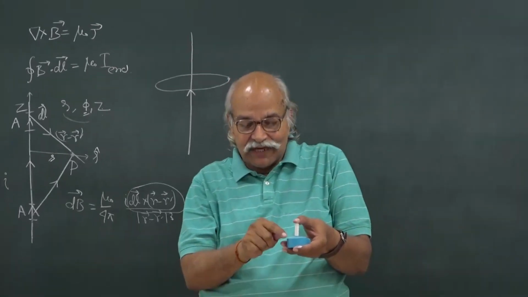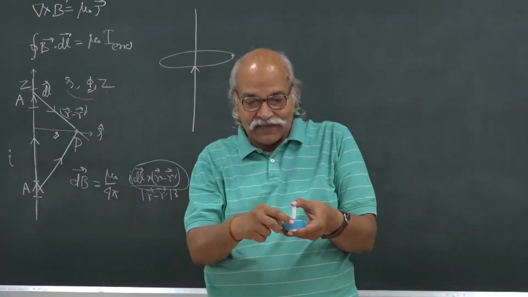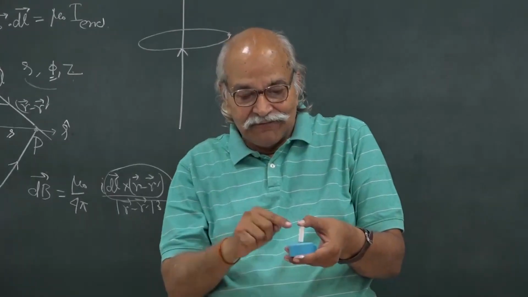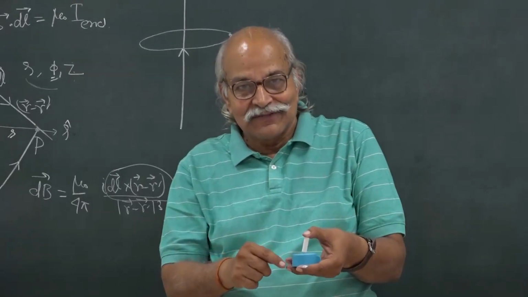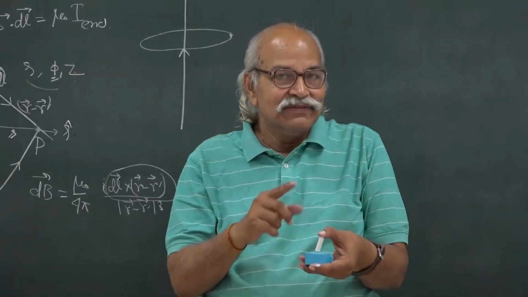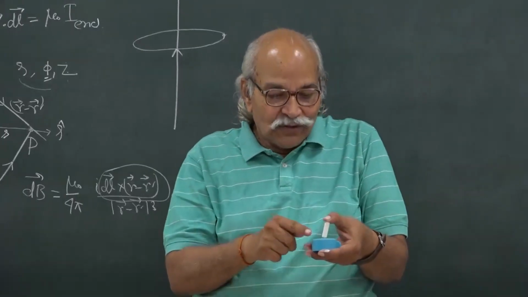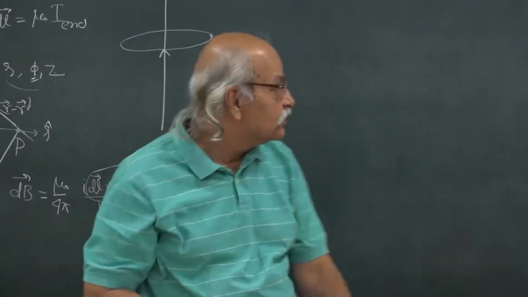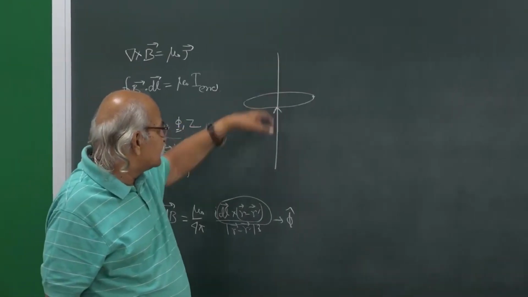If you are here, then this is the S direction and this is the phi direction. The S and phi directions will keep changing as you go around. On this curve, we will evaluate B dot dL. And this circle is perpendicular to the Z axis.